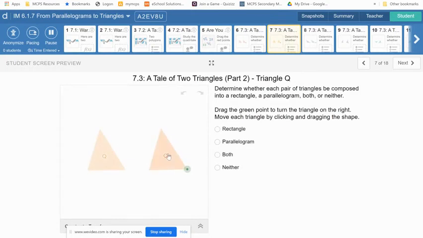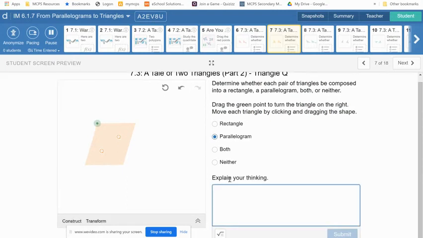Let's do one more together. So for this one, let's put these triangles together. Uh-oh. So let's try that. Does that work? Okay, let's keep moving it. Okay. So this is not a rectangle. I do not see any 90-degree angles, but it is a parallelogram.